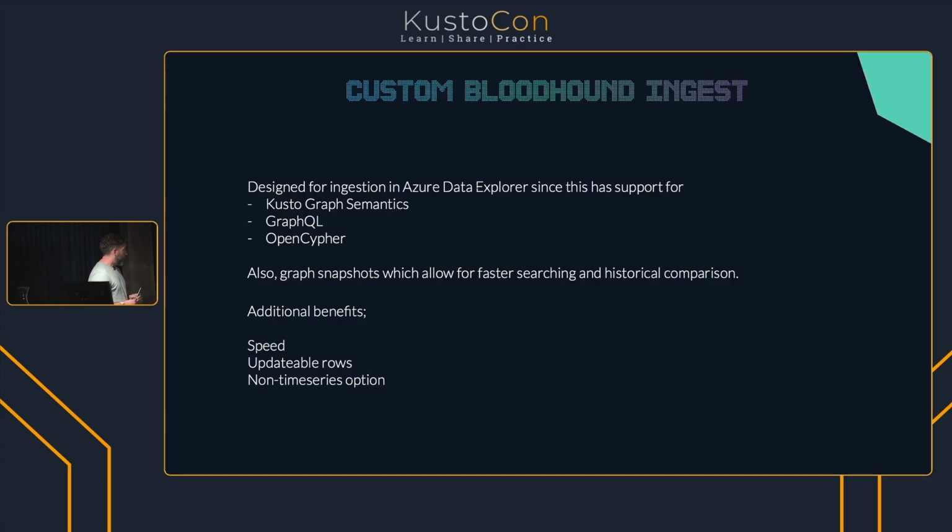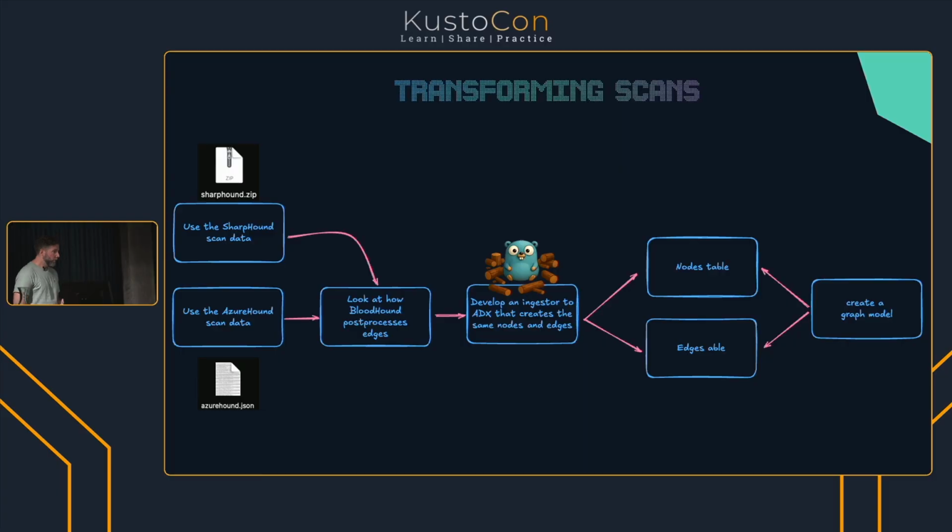And the additional benefits for me were that ADX is quicker, in my experience, than Neo4j. Also, even though it is a time series-based database, you don't necessarily need to have timestamps in there. I don't know if it hides it, but you can just have it. You can almost use it as a normal database in a way. So that was kind of cool, because especially this data is not time series based. Of course, you do a scan at a certain moment in time, but you can also update certain rows. So I can also make changes to it as I would in a database.